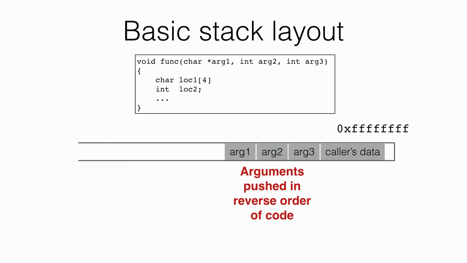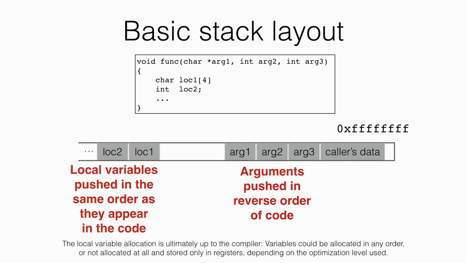When the caller goes to call this function, it's going to push the arguments in reverse order of the code. So remember, the stack grows from the right to the left, that is, from the top addresses to the bottom addresses. So we see then that arg3 comes first, then arg2, then arg1, that is, the opposite order of the program.